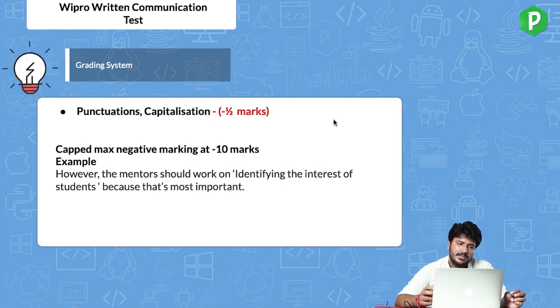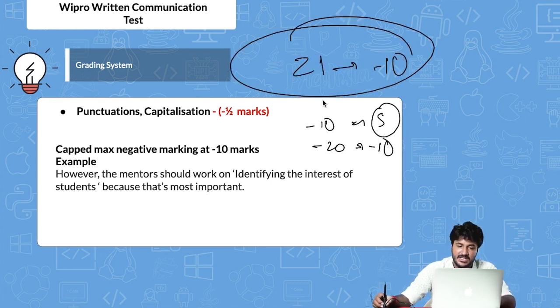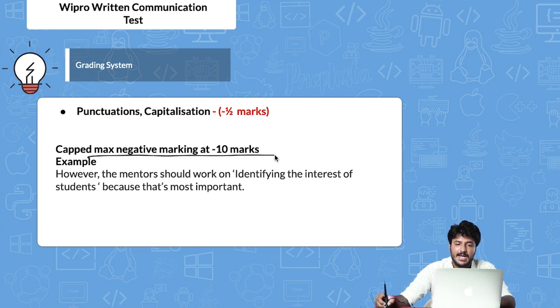Moving further, the grading system also has punctuation, capitalization, etc., which has no positive marking, but it reduces your marks. So out of every error that you are making, there is minus 1/2 marks that is given for you, right? So if you are making, let's say, 10 mistakes, in that case, you are going to get minus 5 marks. If you are going to make 20 mistakes, in that case, you are going to get minus 10 marks. If you are going to make 21 mistakes, in that case also, you are going to get minus 10 marks, because the maximum negative marking is capped at minus 10.